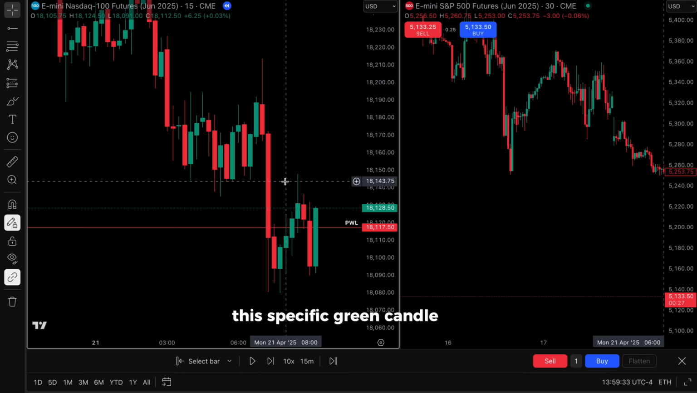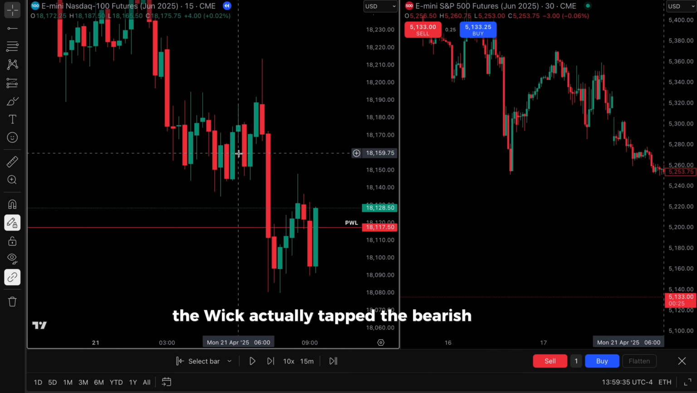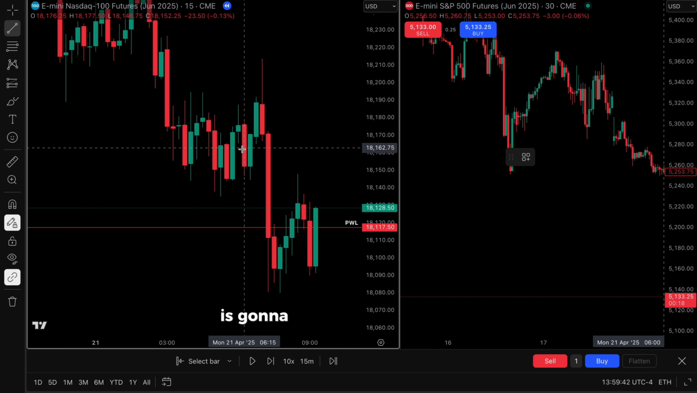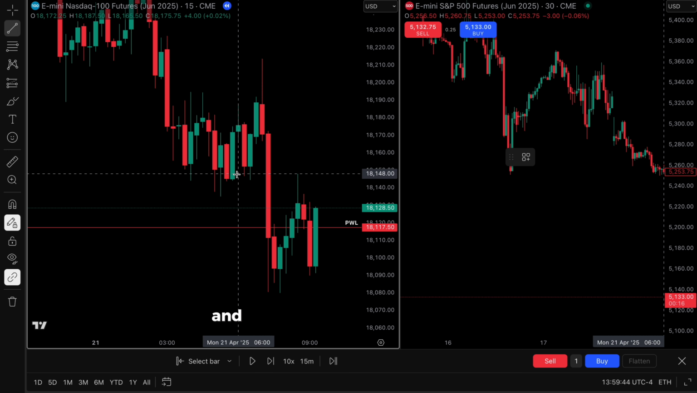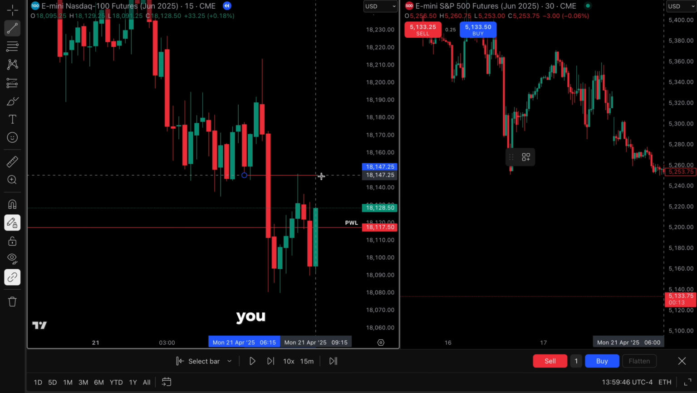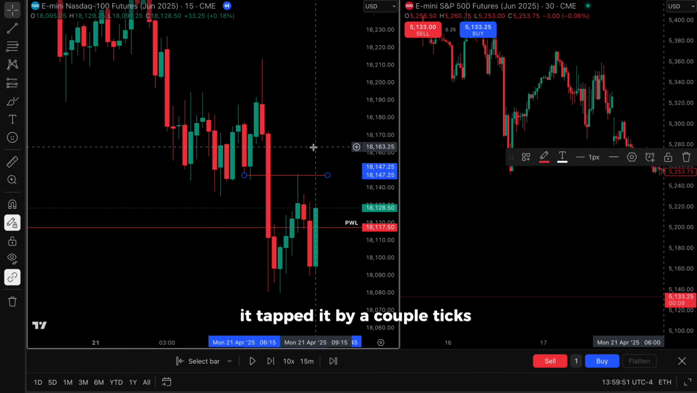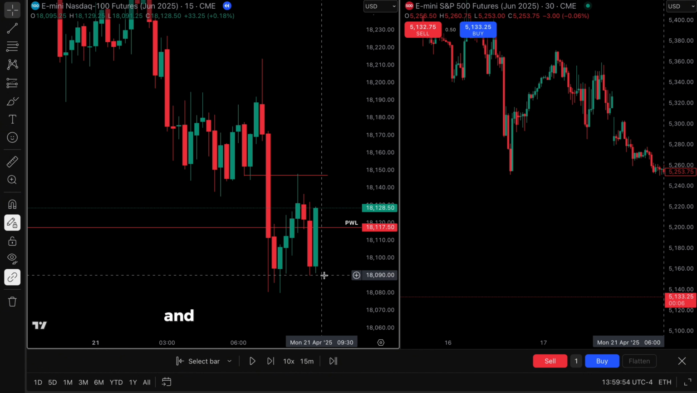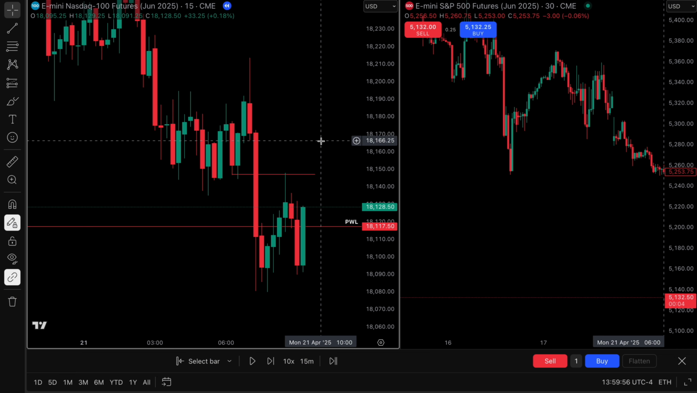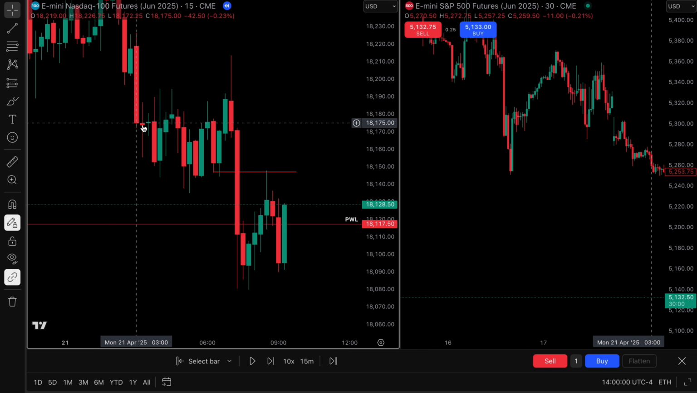This specific green candle here, the wick actually tapped the bearish breaker, and our bearish breaker is going to be this entire red candle. The wick's low of this red candle, you can see on the 15-minute, tapped it algorithmically by a couple ticks inside of this 15-minute bearish gap, and then we've seen price react to it quite sharply. I expect this 15-minute bearish gap to get respected.